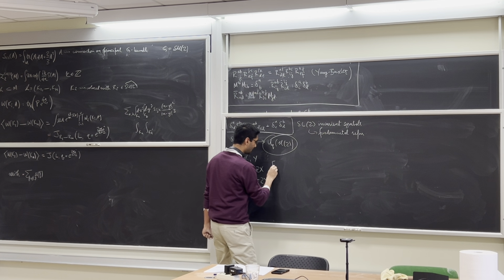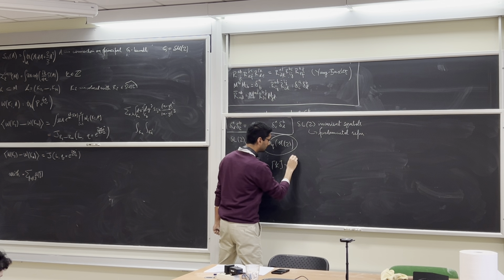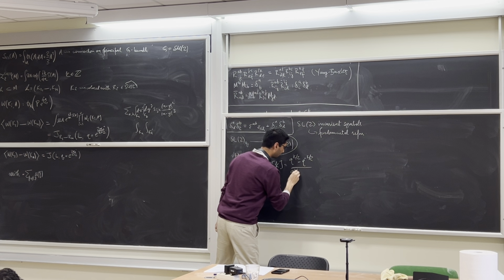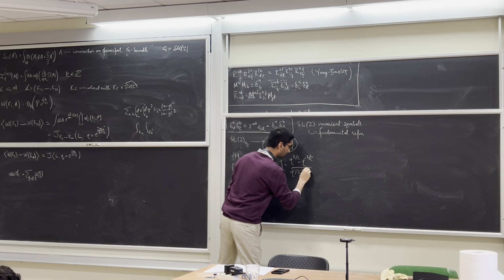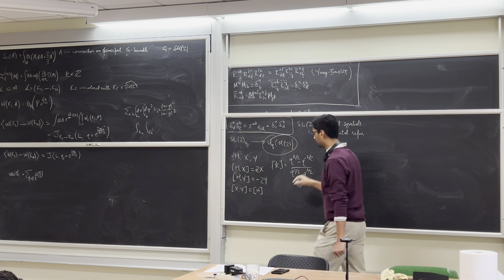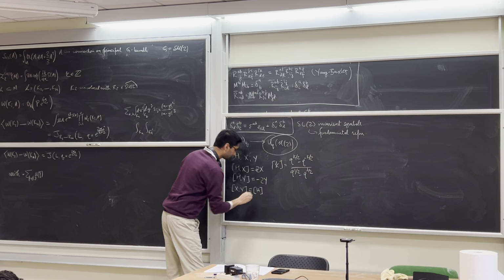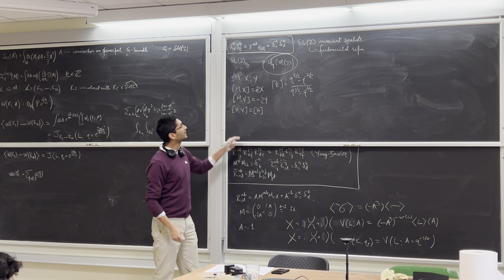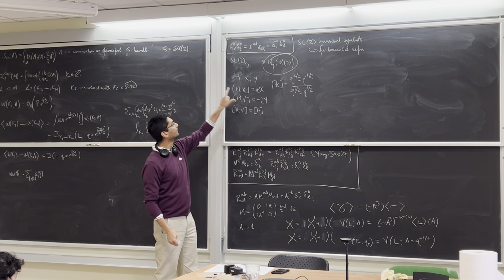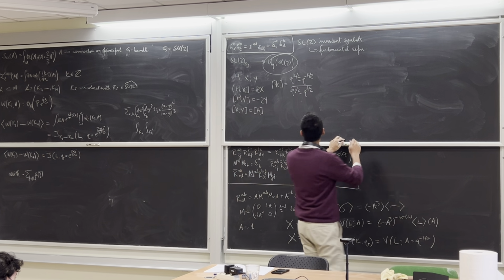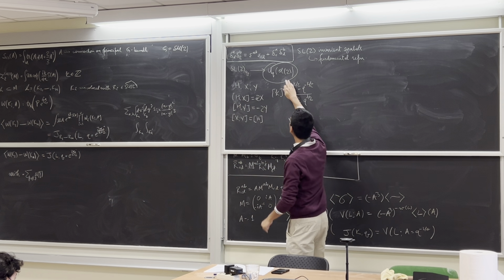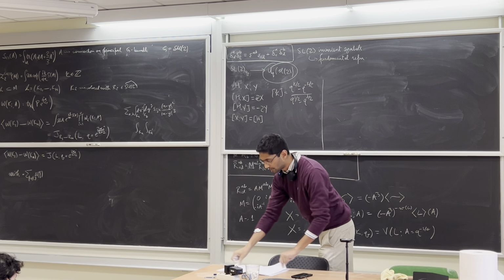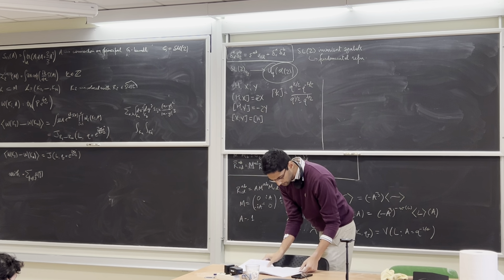Where these square brackets denote the following operation. And one also has to consider a representation of this Lie algebra. So in the case of the usual SL2 Lie algebra, we know about the finite dimensional representations.